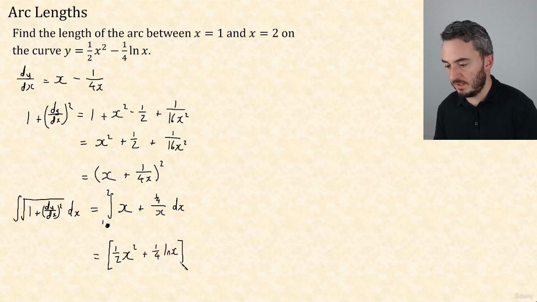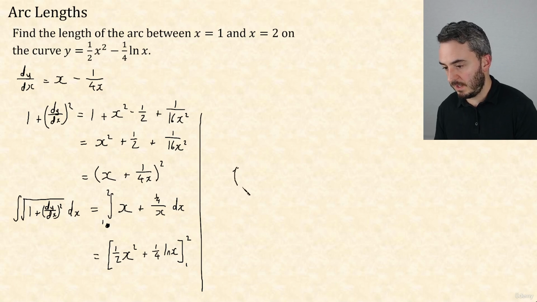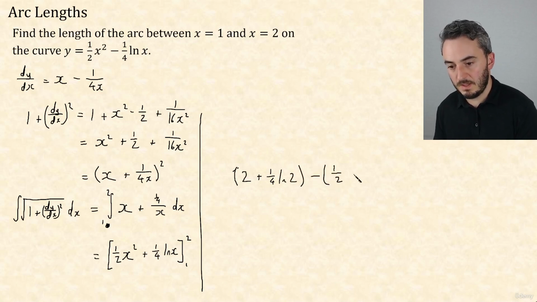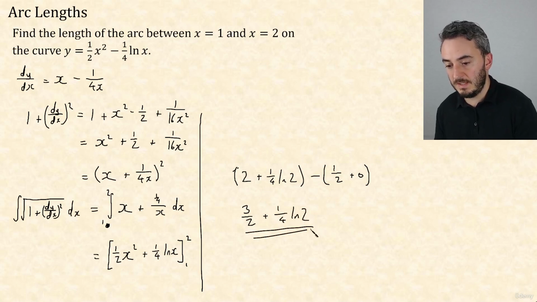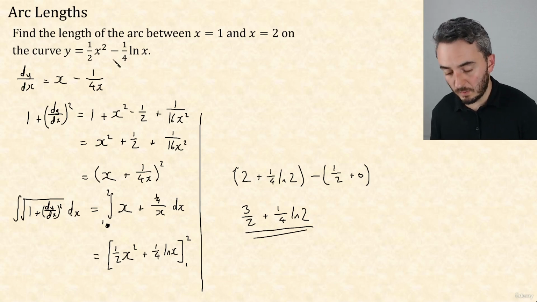So that's kind of nice, actually, that the arc length of this curve ends up being exactly the same as the actual curve, but with a plus here. Evaluated between 1 and 2 gives me, subbing in 2, half of 2 squared, which is 2, plus a quarter ln 2, then minus half of 1 squared, which is a half, and then ln of 1 is 0, so that's just 0 there. So in total, I'm getting 3 over 2 plus a quarter ln 2 as the length of the arc of this curve between 1 and 2.